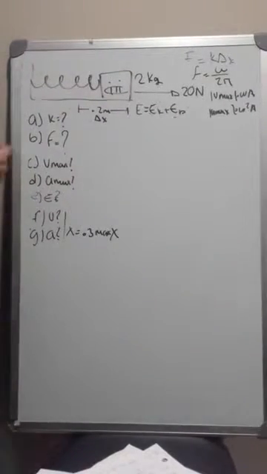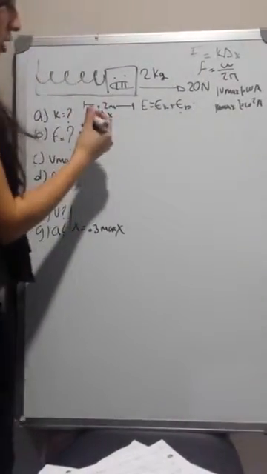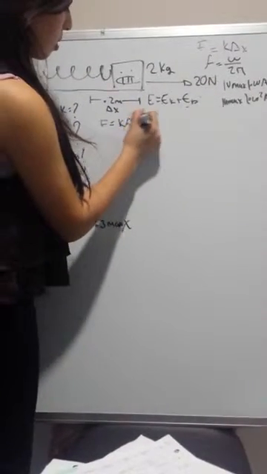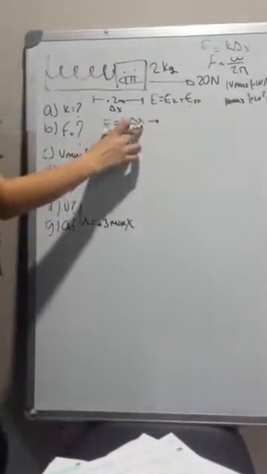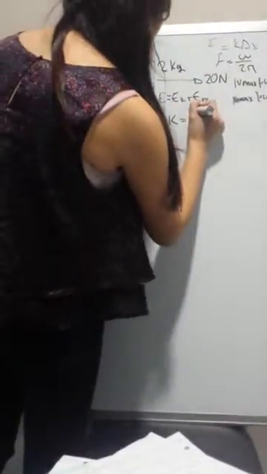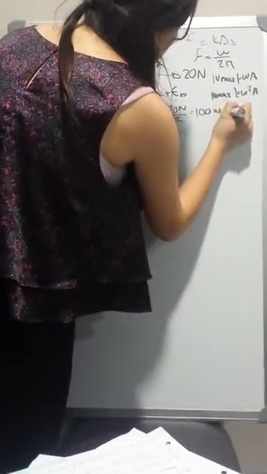We can do that with the formulas that are in our formulary. First we are going to find the constant. We know that the force is equal to the constant times delta x. We have delta x and the force, so we can solve for the constant: it's going to be 20 newtons divided by 0.2. If we do this in our calculators, we get 100 newtons per meter, which is the unit. So this is our first answer.